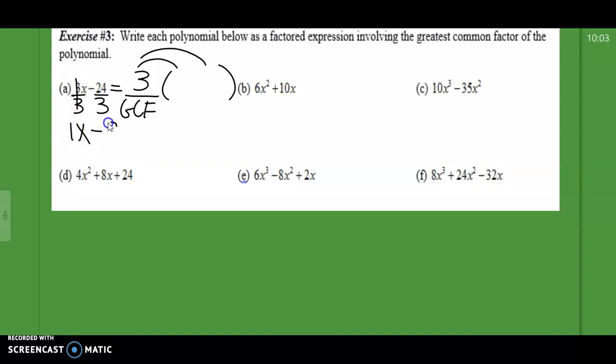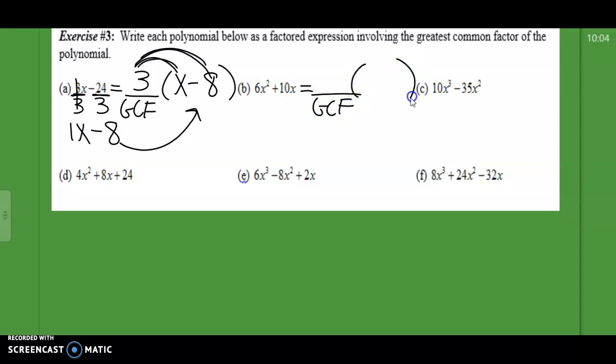24 divided by 3 is 8, and that is what goes in the parentheses. Because, think about it: 3 times x is 3x, and 3 times 8 is negative 24. You're creating an equivalent or equal expression that's in distribution property form. Let's keep it going here. And believe me, just setting these up for yourself will make you more successful.